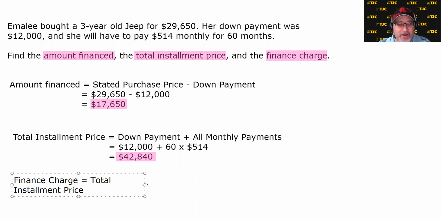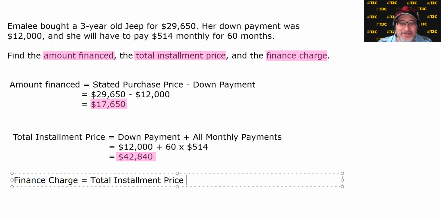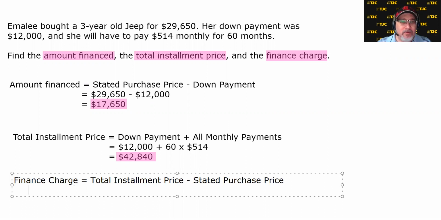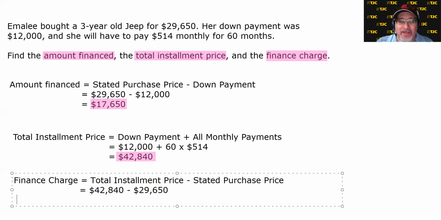Let me widen this text box. Minus the stated purchase price. So our finance charge can be found by simply subtracting $42,840 minus the stated purchase price, which was $29,650. And let's see what that equals. 42,840 minus 29,650 is $13,190.